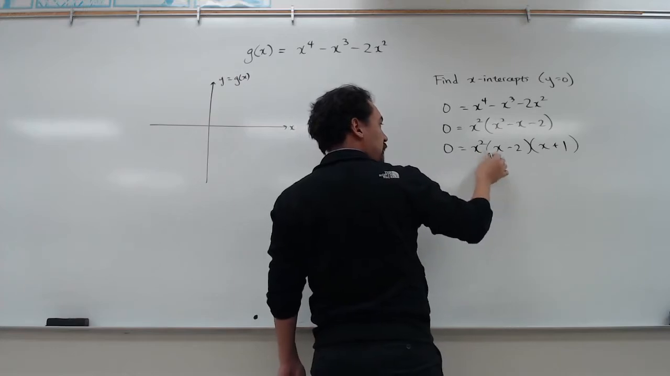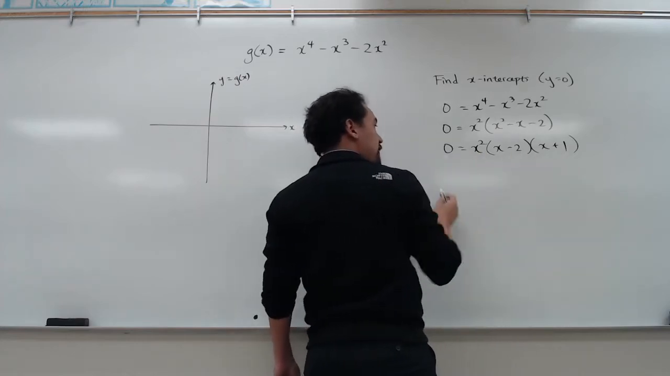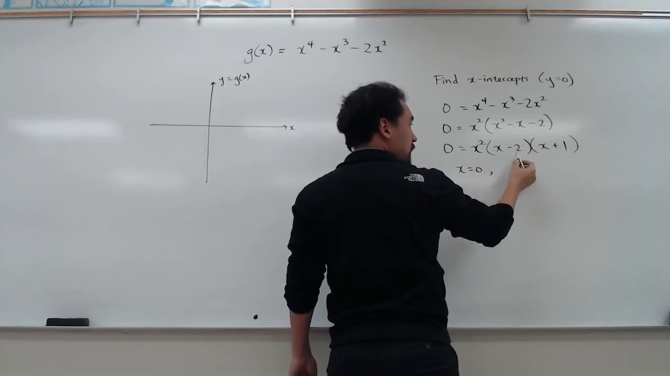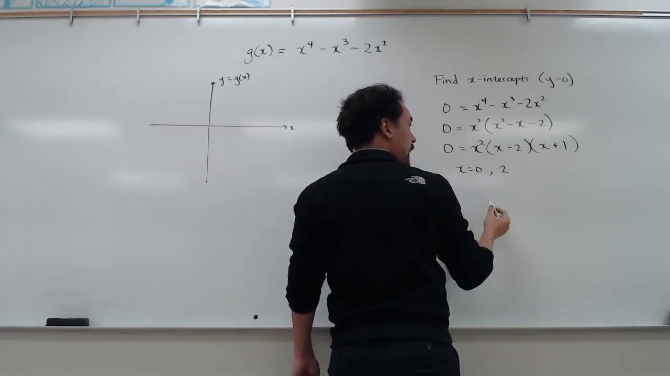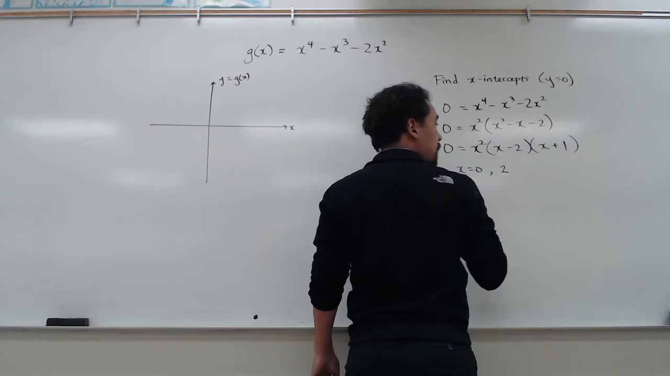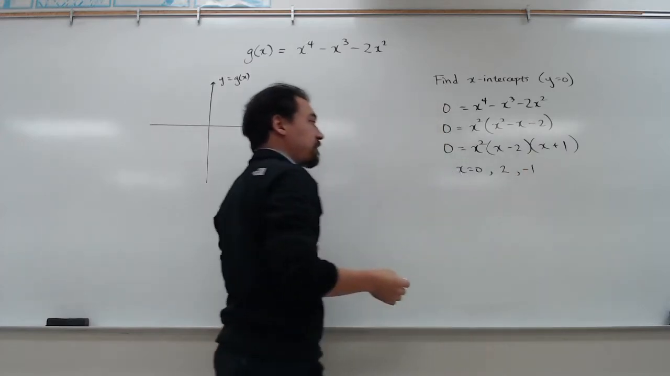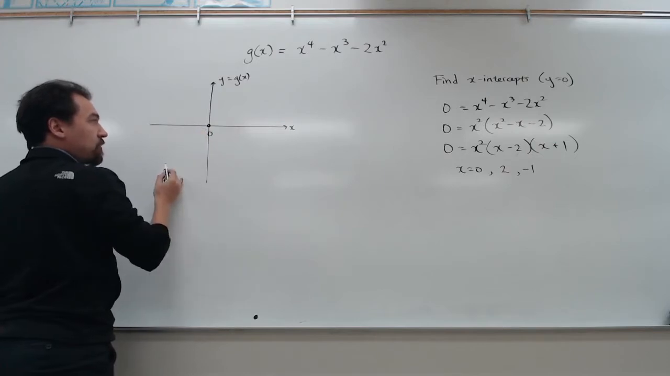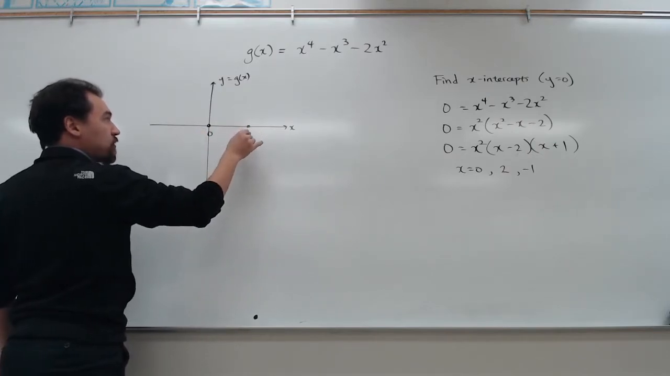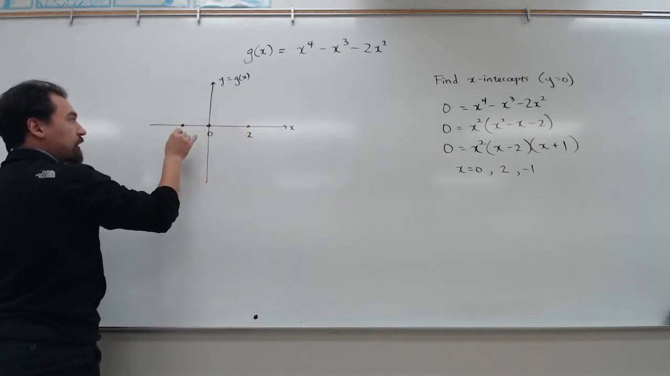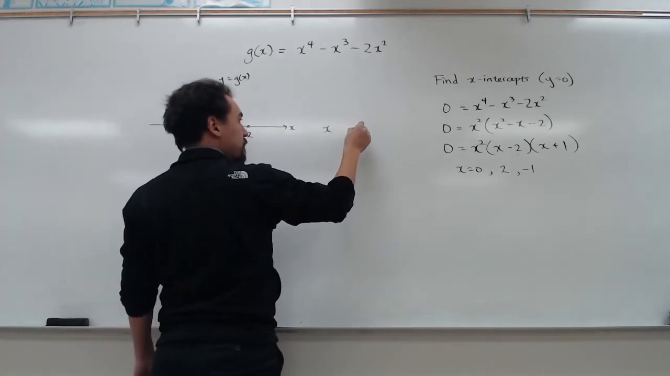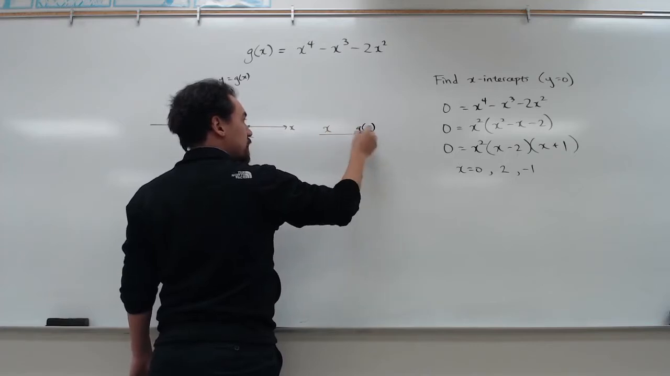And finally, we have number times number times number equals 0, which means this is equal to 0, or this whole thing equals 0, which means x is 2, or this whole thing is equal to 0, which means x is negative 1. So on our graph, x could be 0, or x could be 2, or x could be negative 1.